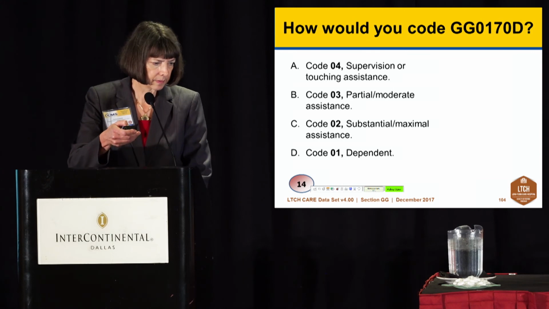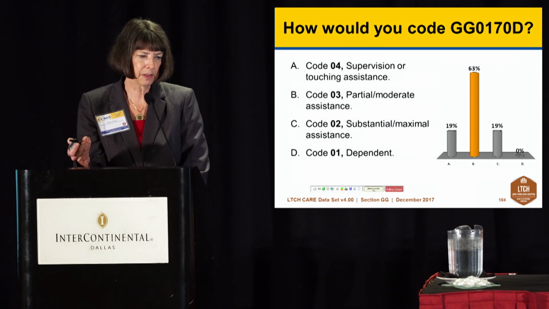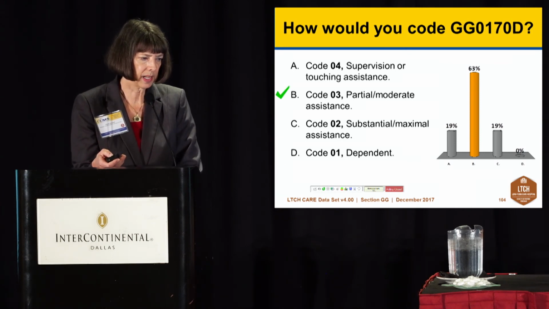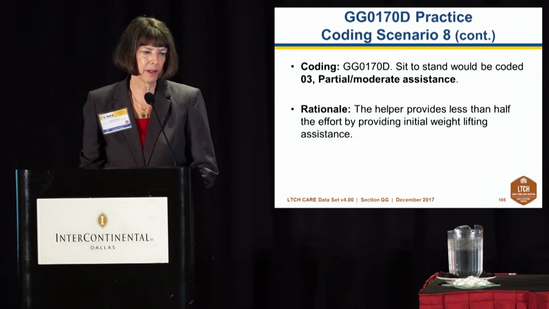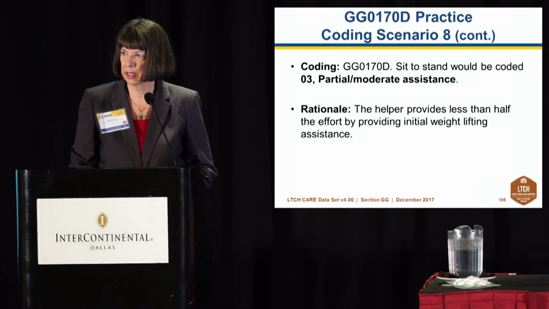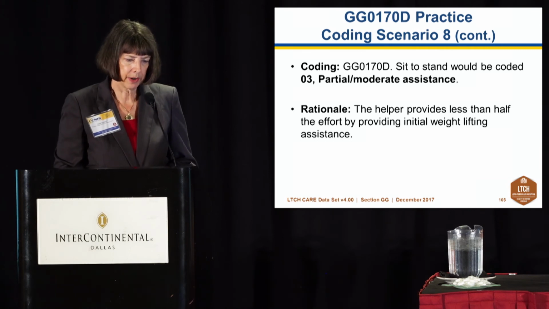Okay. Let's see what we got here. So 63% said B, which is correct. 19% said A, supervision or touching, and 19% said C, code 02. So our rationale here is that the helper provided less than half the effort by providing initial weightlifting assistance, but he did the rest of it himself. So that would be partial or moderate assist.